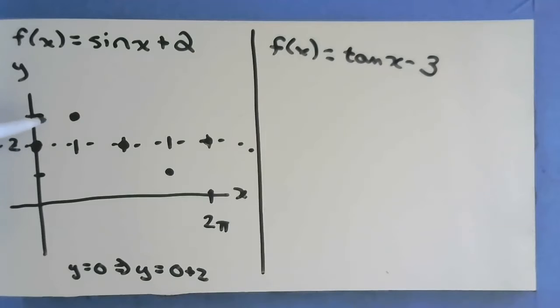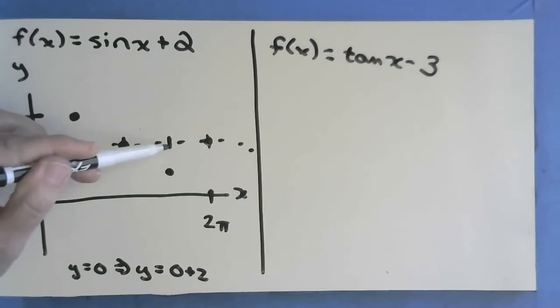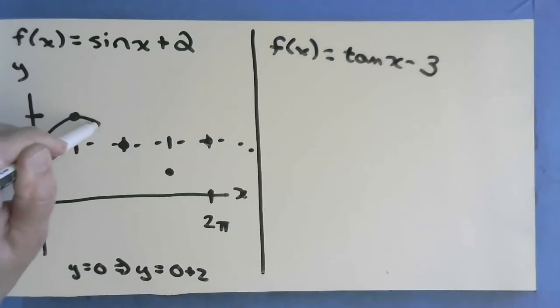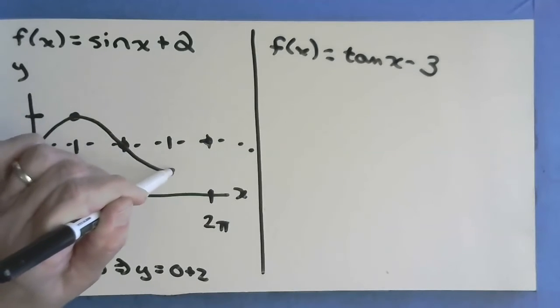Now the key thing to notice is that our amplitude is 1, so when we go up, we're not just going up wherever, we're going up by the amplitude, which is 1. And the same thing when we go down by the amplitude, which is 1. So then we draw the graph this way.